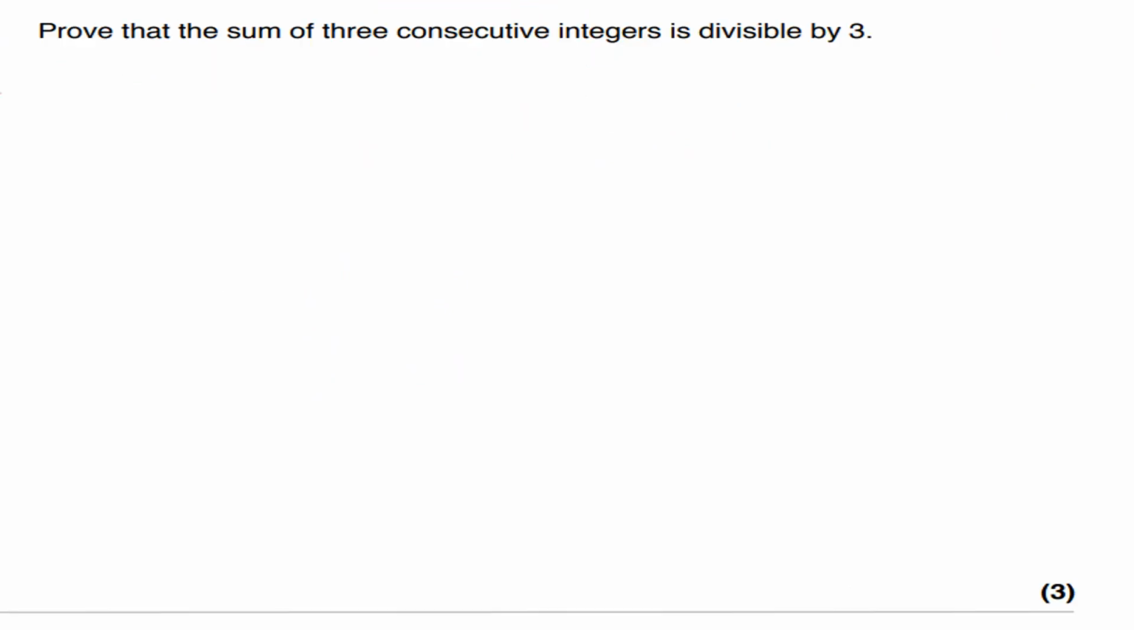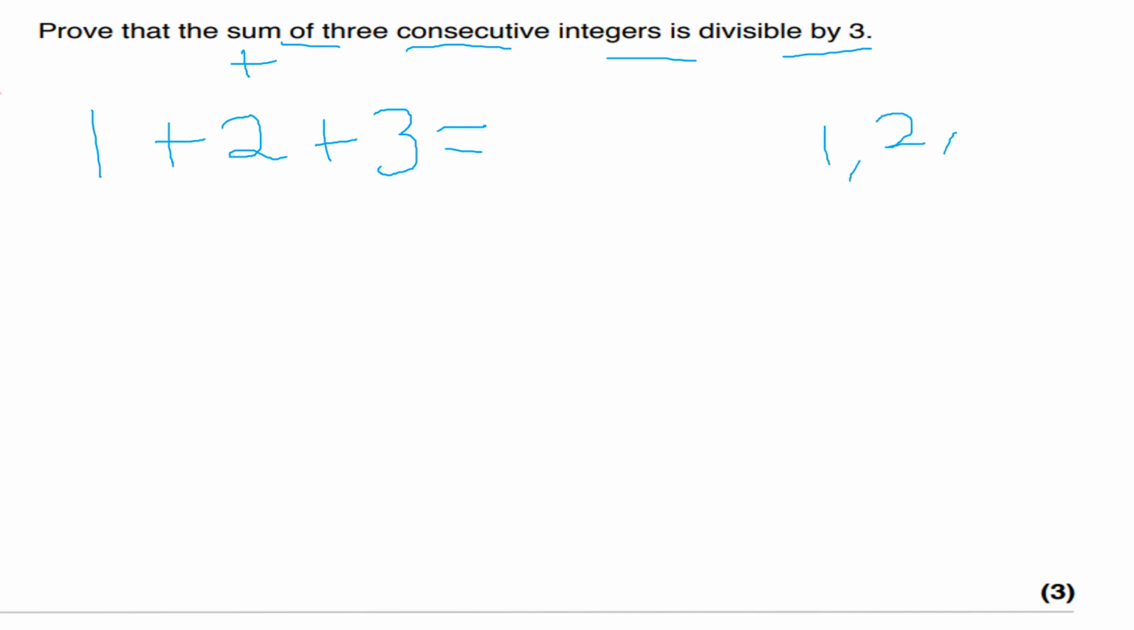So, last question today. Prove that the sum of 3 consecutive integers is divisible by 3. Consecutive just means back to back. Think of it like this: I've got the number 1, the number 2, and the number 3. The word sum means to add my answers together. They are consecutive because they're back to back. Integer means whole number.